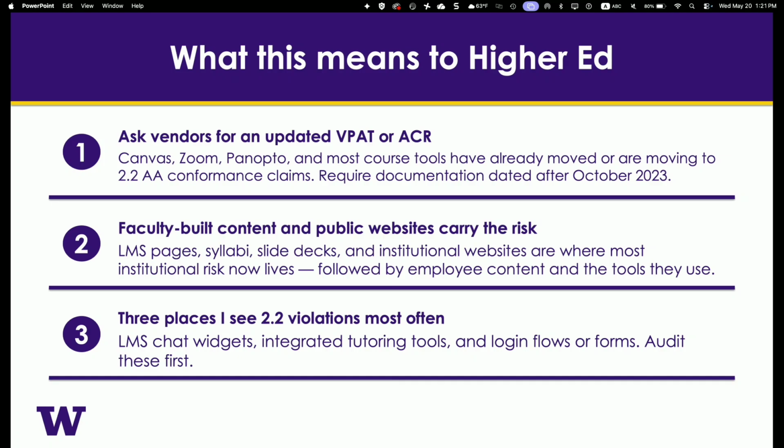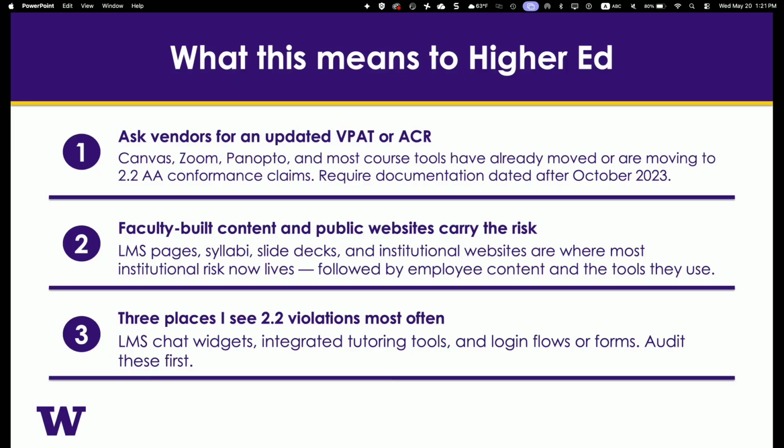Then, faculty-built content and public websites are the ones that carry the most risk right now for institutions. So we have to be very, very careful with those: LMS pages, syllabi, slide decks, institutional websites. Anything that is public, or even websites and processes where students need to participate, like registering for courses or other things they have to do. And that's followed by employee content and the tools they use.